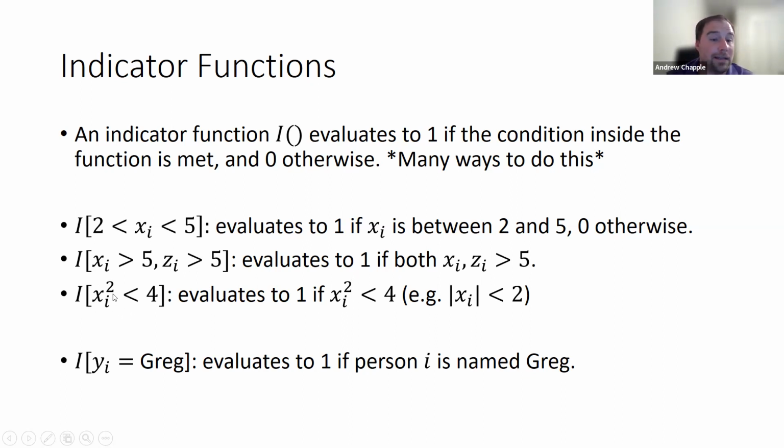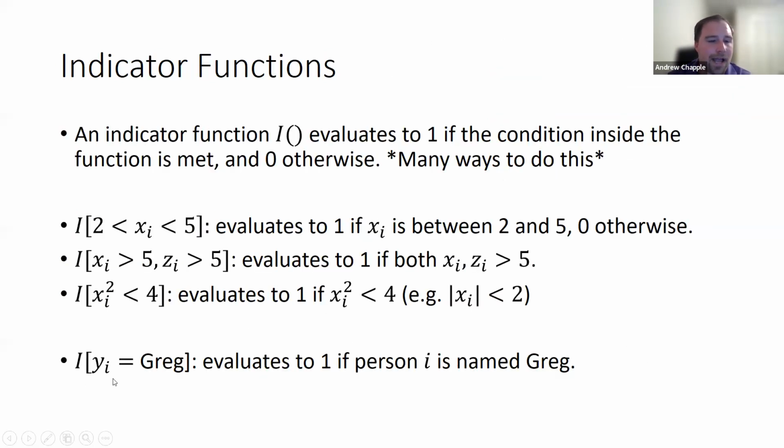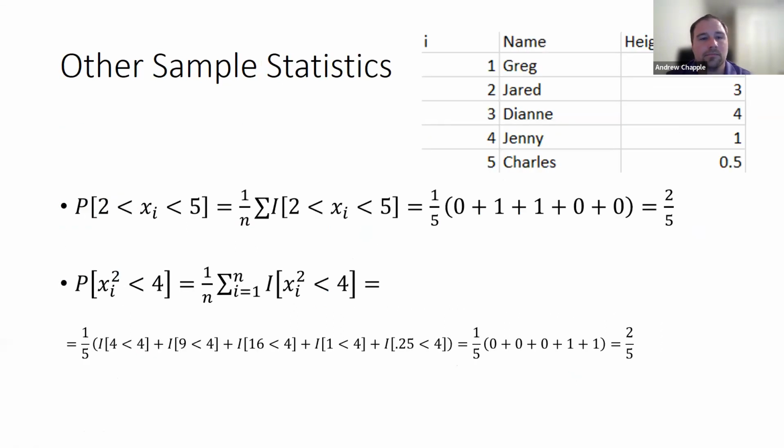What if a person's squared height is less than 4? So this would evaluate to 1 if xi squared is less than 4, or this is an absolute value statement here. An absolute value statement just means if it's a negative value, you turn it into a positive, basically, if the change here is less than 2. And you can also use an indicator function for categorical variables like yi. So yi here is a categorical variable in this example, right? It's their name. The indicator of yi equals Greg evaluates to 1 if that person is named Greg. Otherwise, it evaluates to 0.